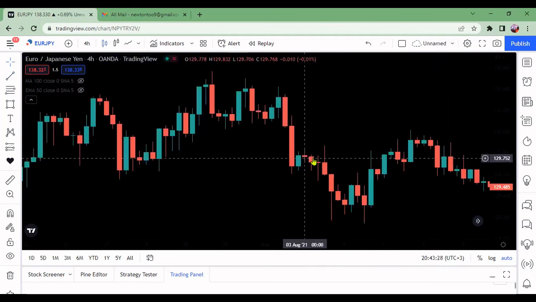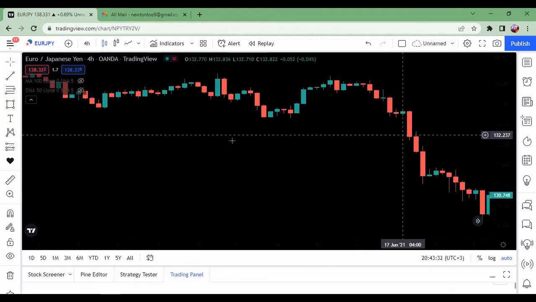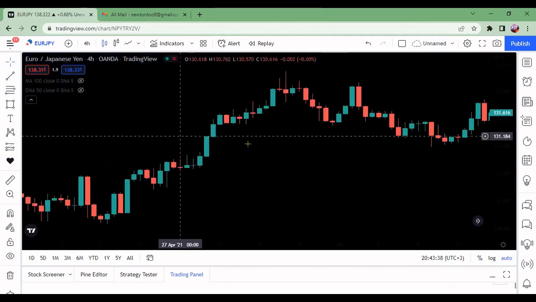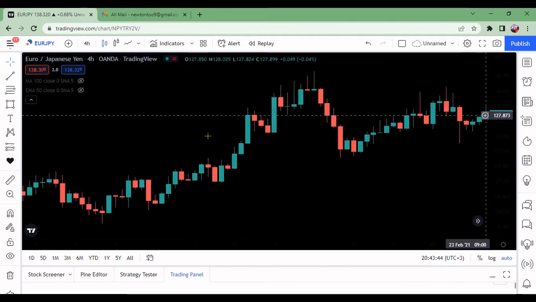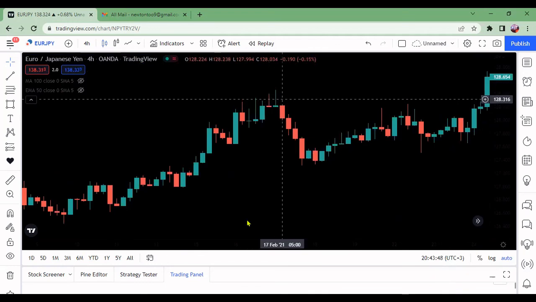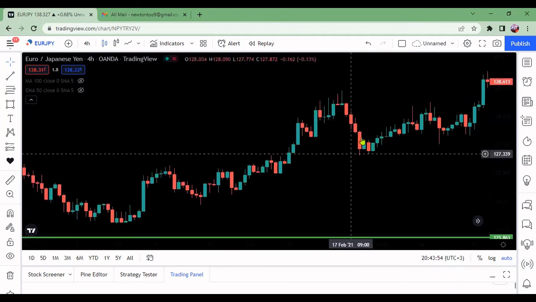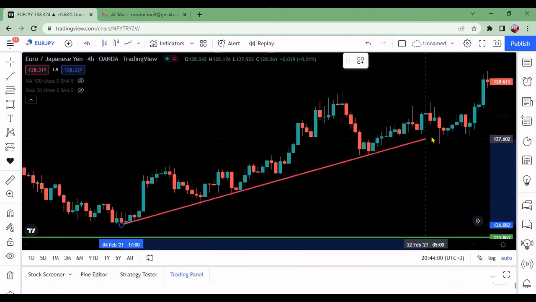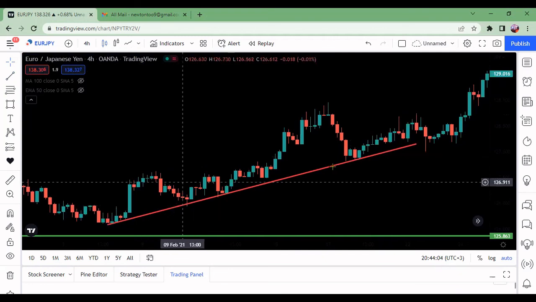So most of the time, you identify a shooting star on a resistance. Yeah, on a resistance. You can see here the shooting star. Then the market actually went down. If, for example, you could have used this one, you could have taken your profit around here because we have got this trend line support. You can see the trend line support.